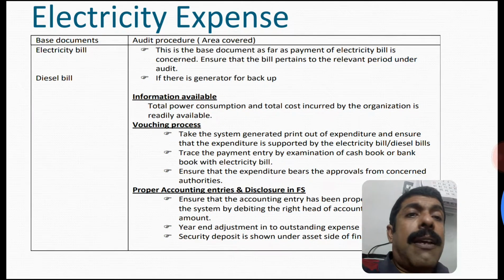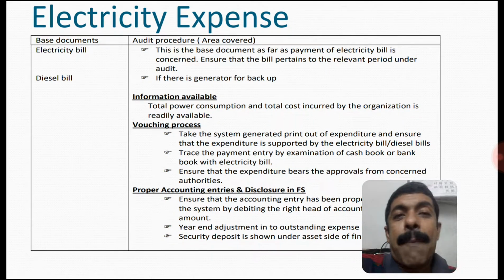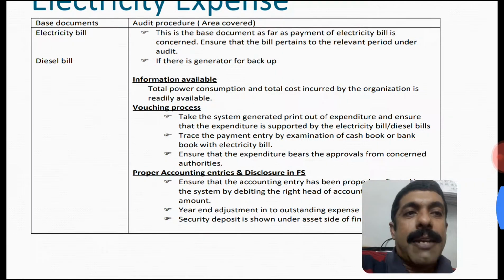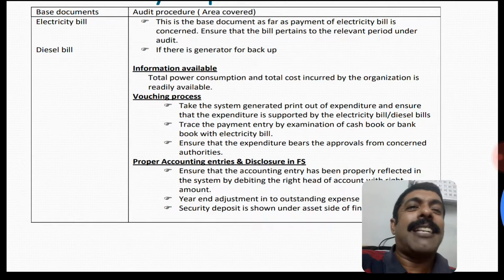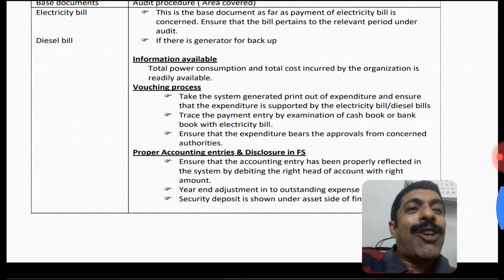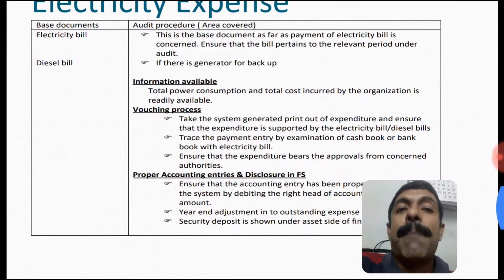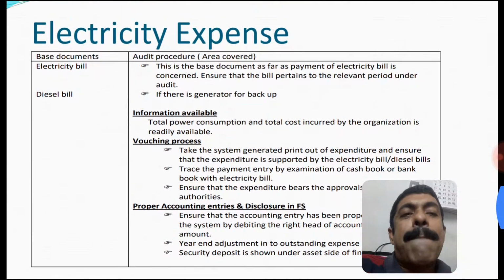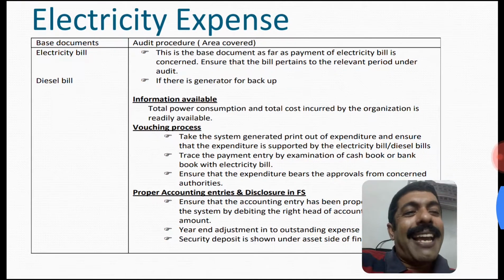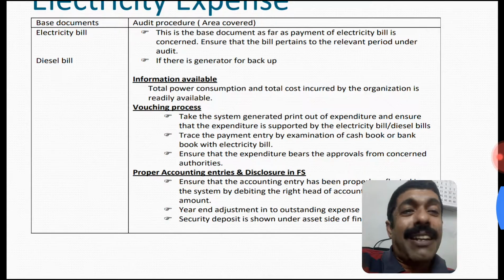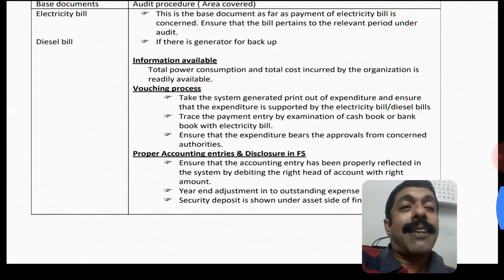Electricity bill: the wording is common and applicable for all vouching transactions. This is the base document as far as the payment of electricity bill is concerned. Ensure that the bills pertain to the relevant period under audit. Diesel bill: if there is a backup facility, then if there is a power failure, a generator is needed and diesel is required for running it.